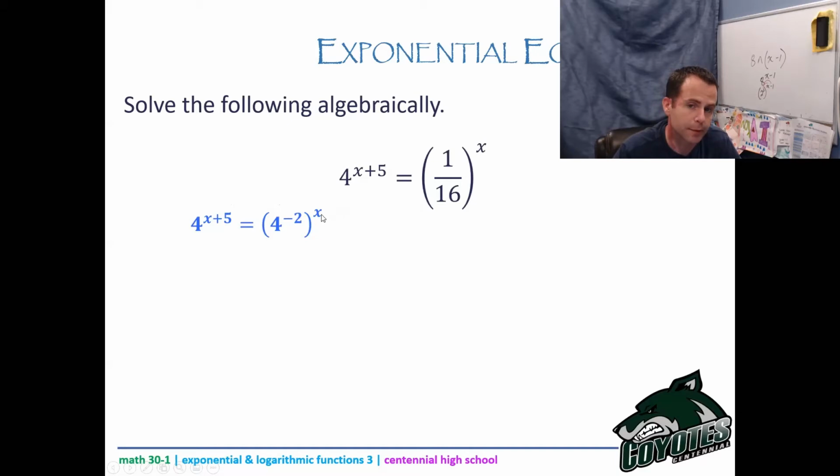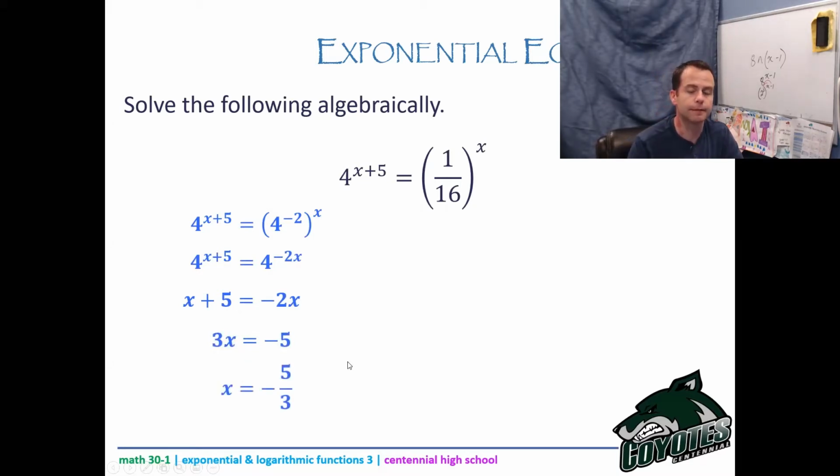So this becomes 4 to the negative 2x. And now that I've written them as a single power with the same base, I know the exponents have to equal each other, so I can say x plus 5 has to equal negative 2x. I'll subtract x from both sides, and then I can divide by the 3, and that gives me negative 5 over 3.